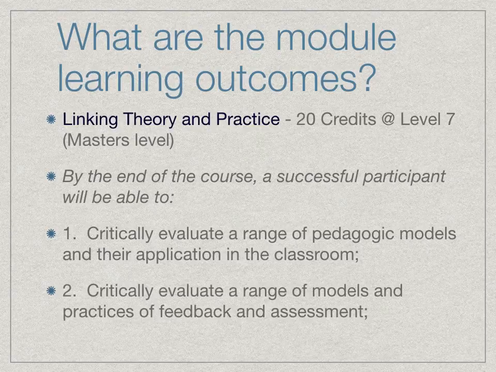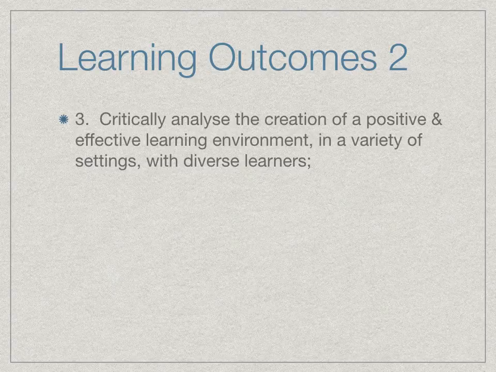Second outcome, basically the same thing, critically evaluating models on feedback and assessment. So number 1, critically evaluating teaching and learning models. Number 2, critically evaluating feedback and assessment models. And number 3, critically analysing models to do with creating a good group, an effective group, a positive and effective learning environment in a variety of settings with diverse learners.